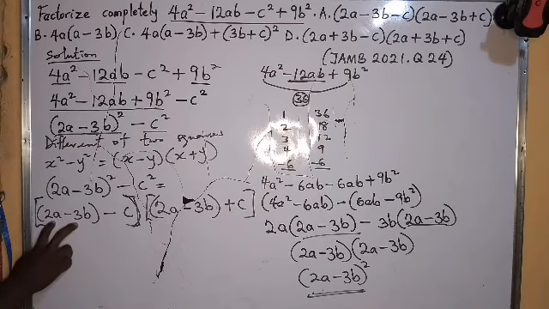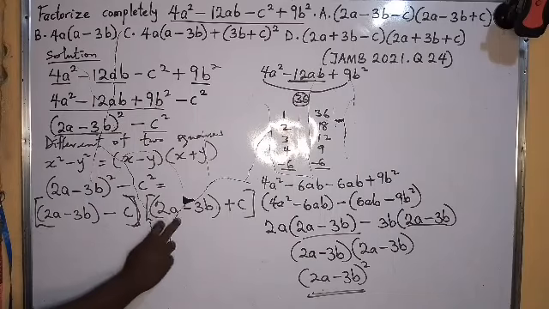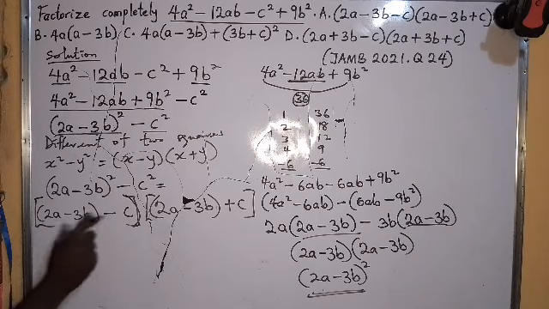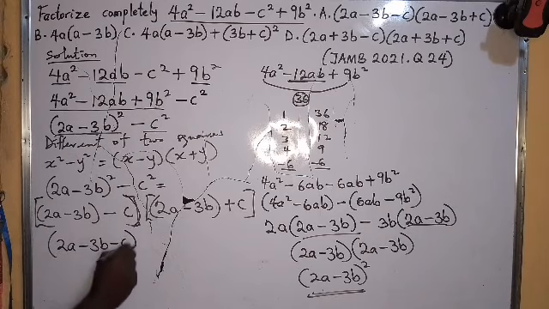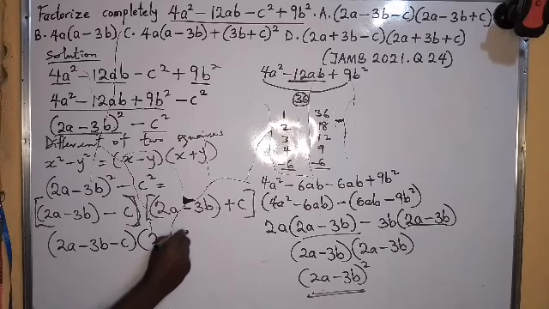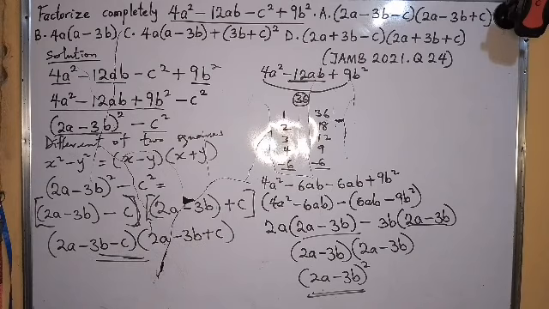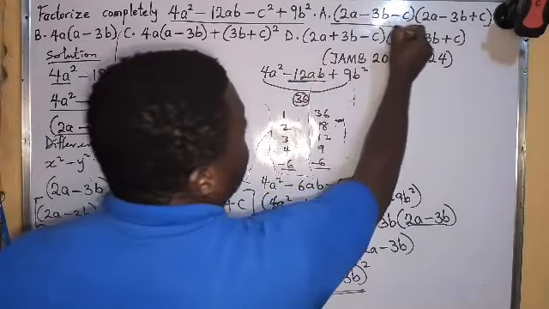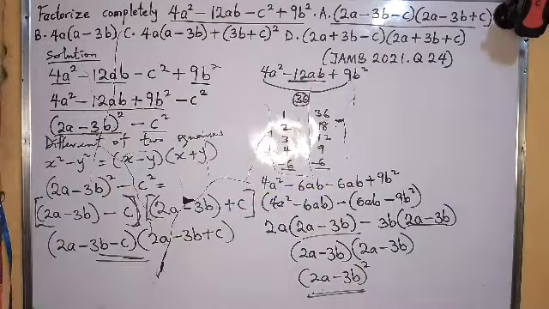So 2a minus 3b all squared minus c squared gives us 2a minus 3b minus c, and then 2a minus 3b plus c. If we open the bracket, we have our answer to be 2a minus 3b minus c, and 2a minus 3b plus c, and then we have our correct answer. This is our final answer. We have it in option A. Option A is our correct answer. Thank you.